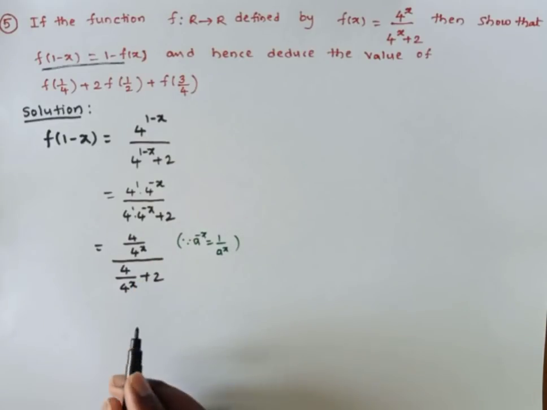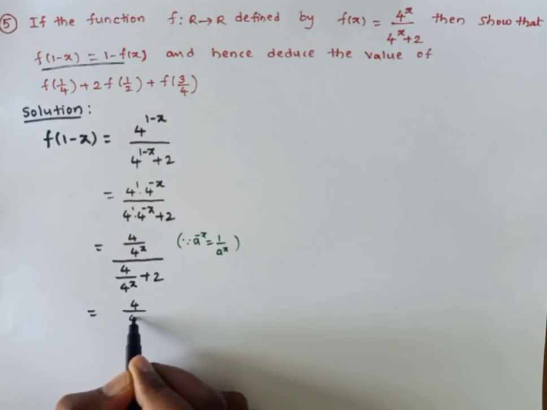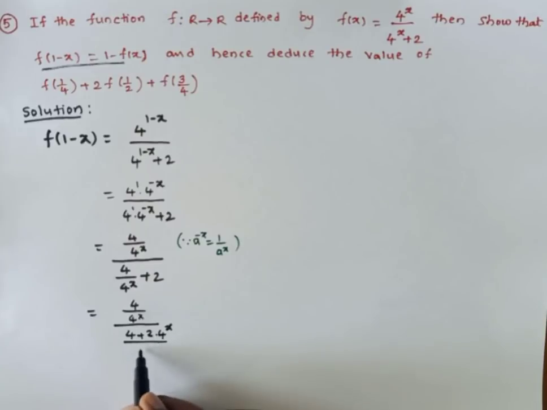Now here you can write the relation like 4 by 4 to the power of x, whole divided by 4 plus 2 into 4 to the power of x by 4 to the power of x.